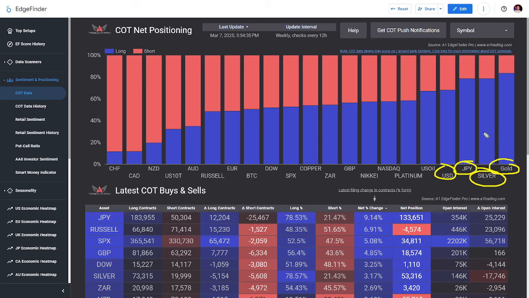And you can see there's gold, silver, yen, dollar, US oil. There's your top 5 most bullish things on a long-term basis, the net positioning. Swiss franc, CAD, Kiwi, 10-year treasuries, and the Australian dollar. These are some of your biggest bearish bets by institutional money.